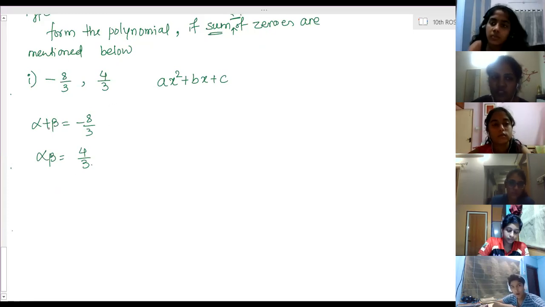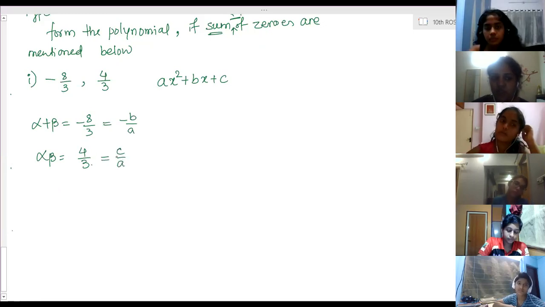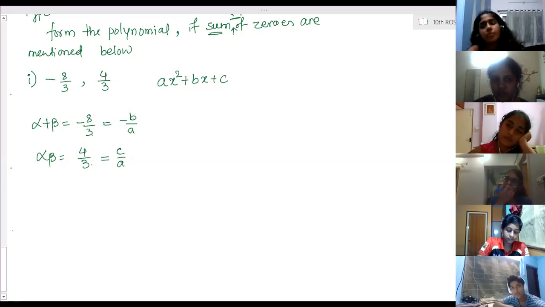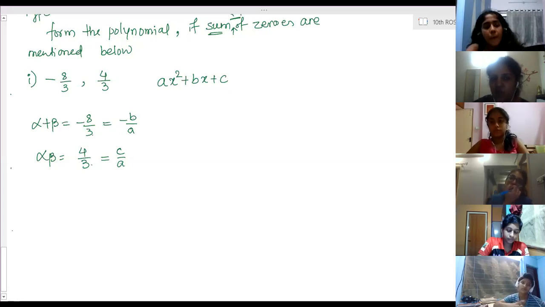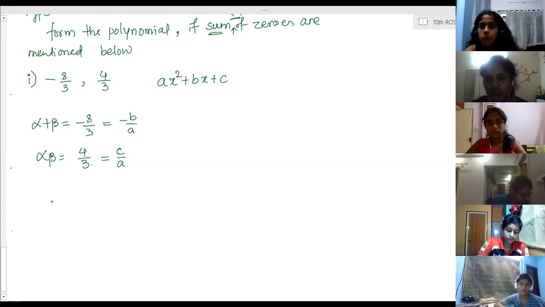So we know that alpha plus beta is equal to minus b by a and alpha beta is equal to c by a. Now see, the denominator is 3, the numerator is 8. The denominator is again a here and here also the denominator is a, and both the values are 3. So we have to take the value of a as 3k. We can find out the values of a, b and c.